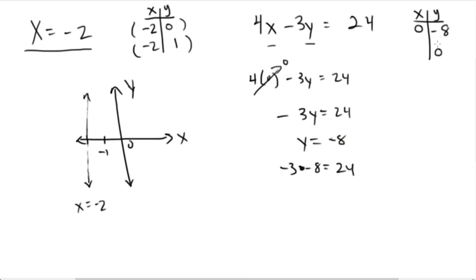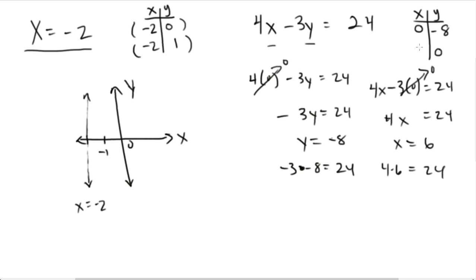Now let's do the same thing for the other value. I have 4x minus, in this case y is 0, 3 times 0 equals 24. So that's 0, so 4x equals 24. So x equals 6, since 4 times 6 equals 24. And so those are my 2 values.